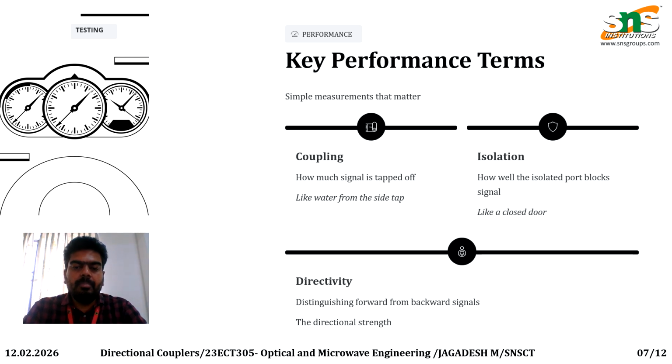According to the key performance of the directional coupler, because we are in the testing stage, the first thing is coupling. How much signal is tapped off? That is like water from the side tap. And how well does the isolated port block signal, like a closed door? And directivity: it distinguishes forward from backward signal, the signal strength, how it differs. That is the main concept. So we can test the directional coupler in this aspect.